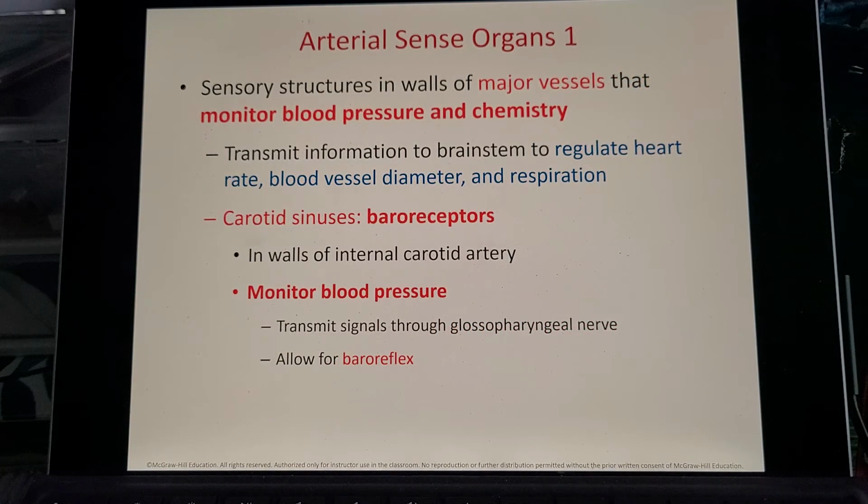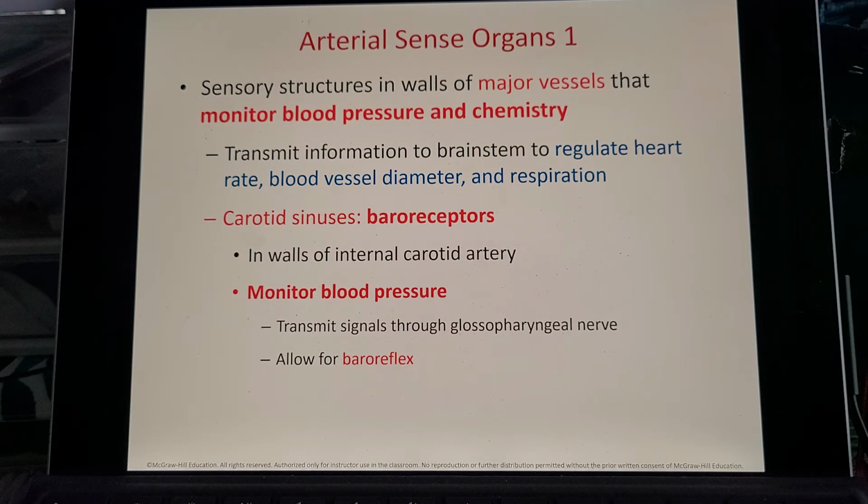Okay, so in some of your major arteries, you do have receptors to monitor blood pressure and chemistry. With the information that it receives, it helps to regulate your heartbeat and your blood vessel diameter. Both of those deal with your pressure, as well as help to adjust your respiration because it's looking at your blood chemistry and needs to affect that.